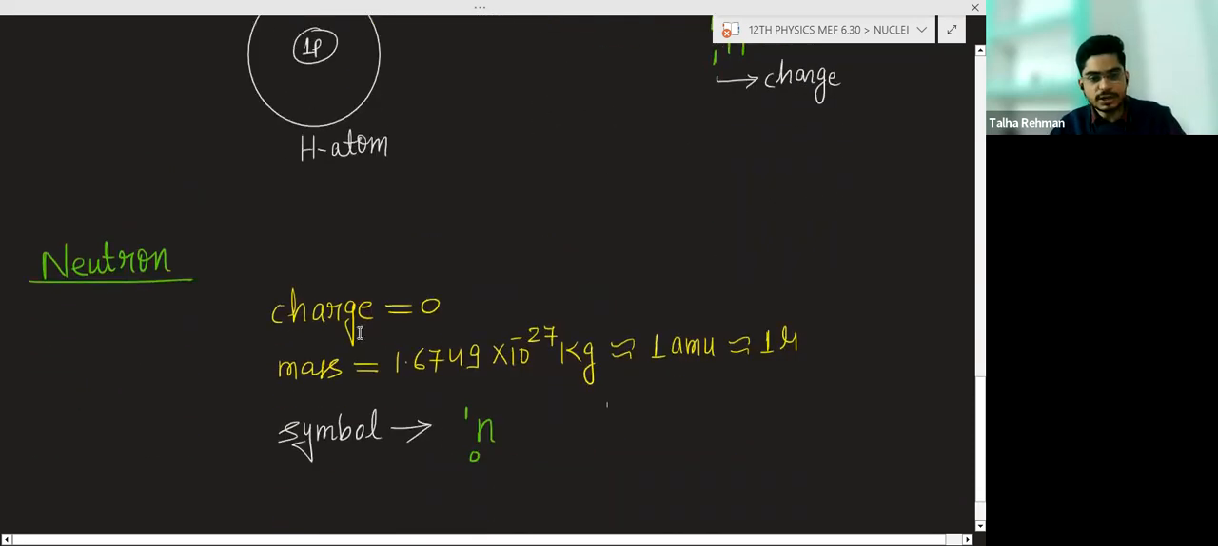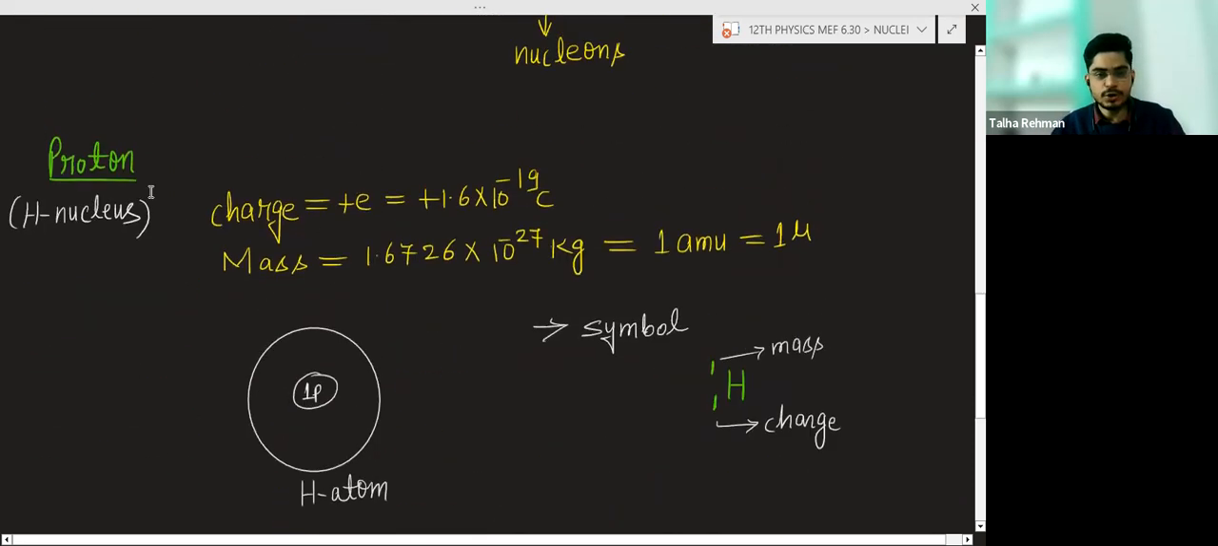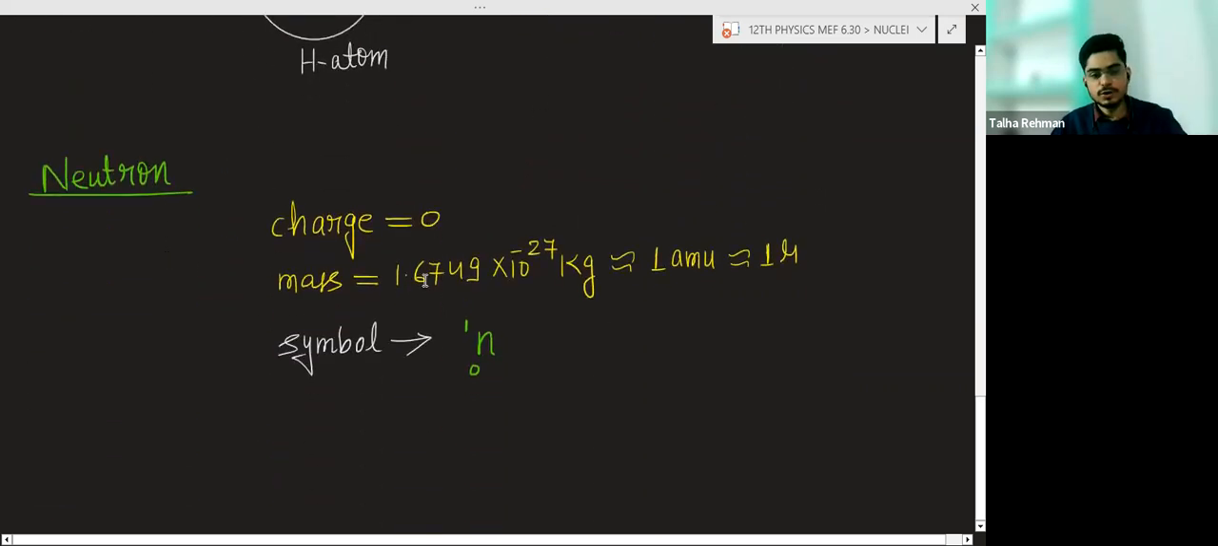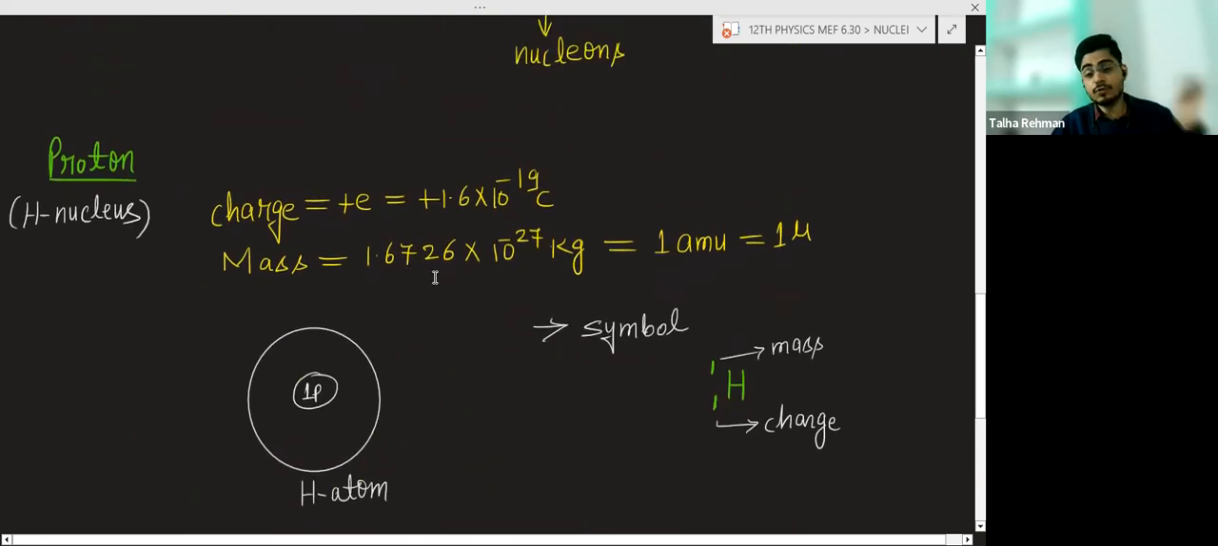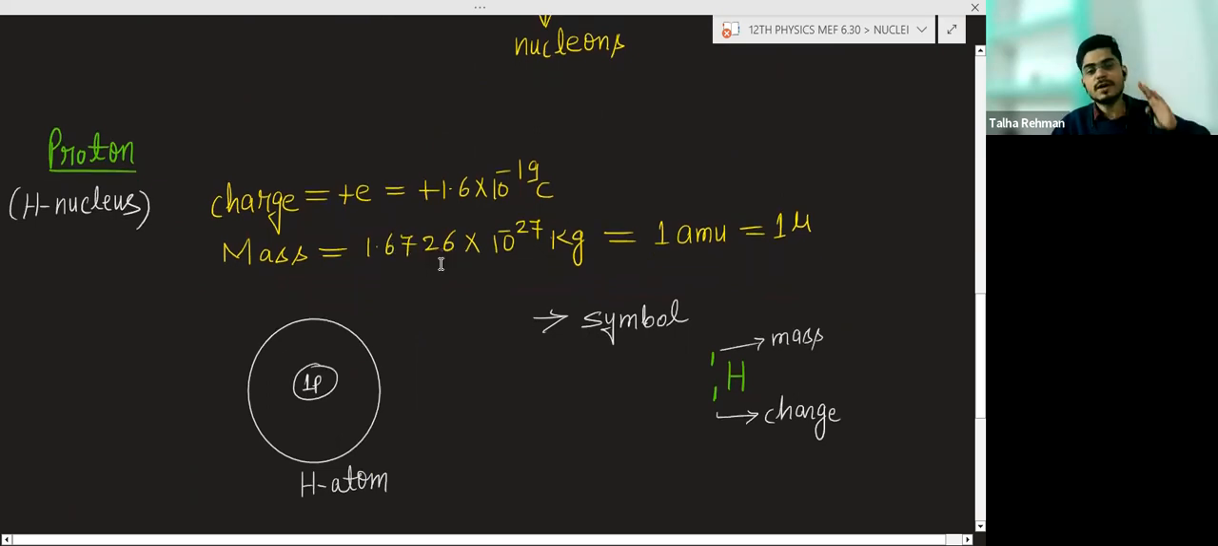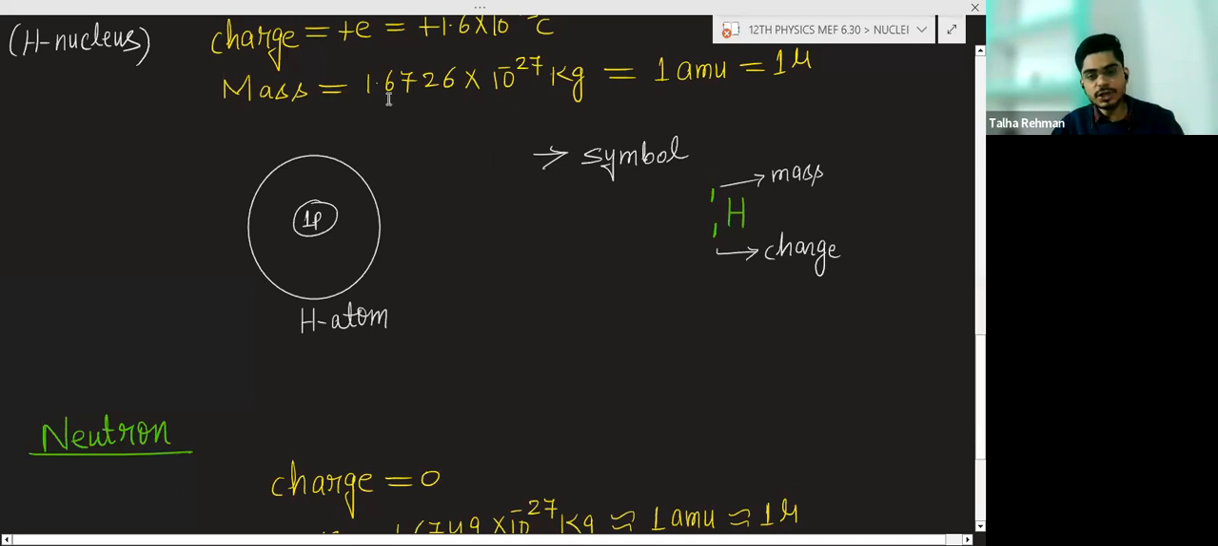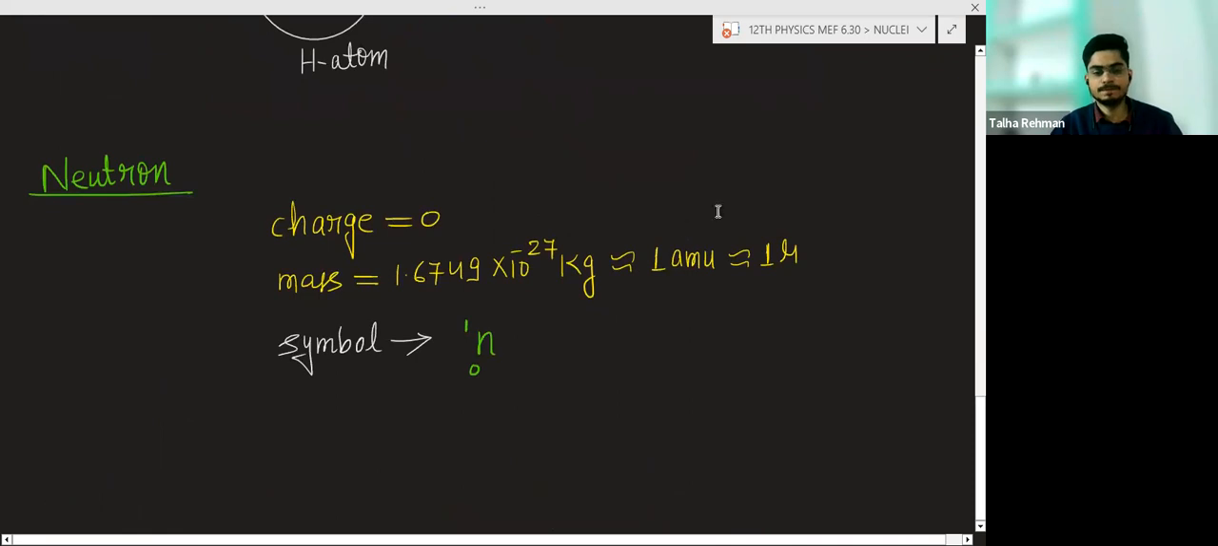Now you can compare the mass of the proton with the mass of the neutron. The mass of the proton is 1.6726, and the mass of the neutron is 1.6749. This means the mass of the neutron is slightly more than the mass of the proton, and approximately we assume the mass of the proton and the neutron as 1 AMU.